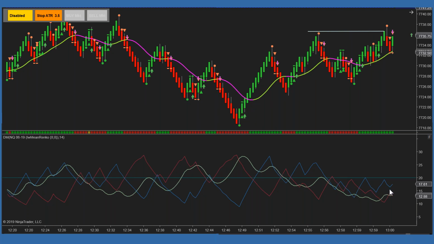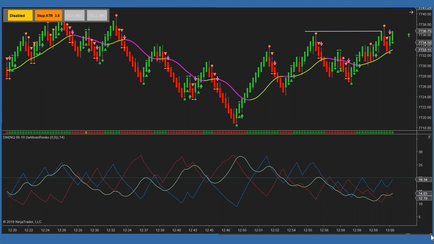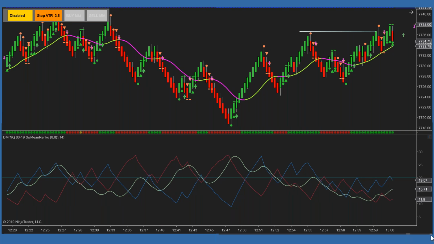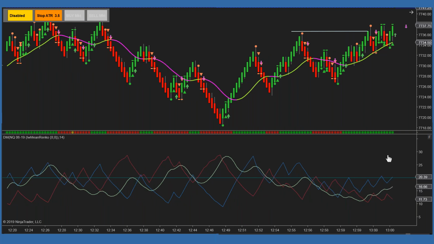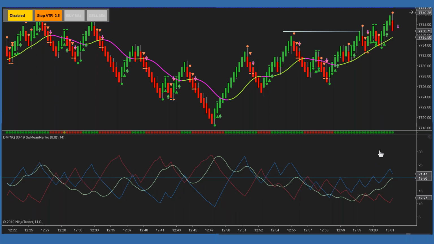Okay, they tried to cross again, but they didn't. That's good for me. All right, the ADX is rising. The positive DMI is rising. Everything's still going the right direction so far. What I would be looking for is another attempted cross. If it crossed again, then I would be a little bit leery.